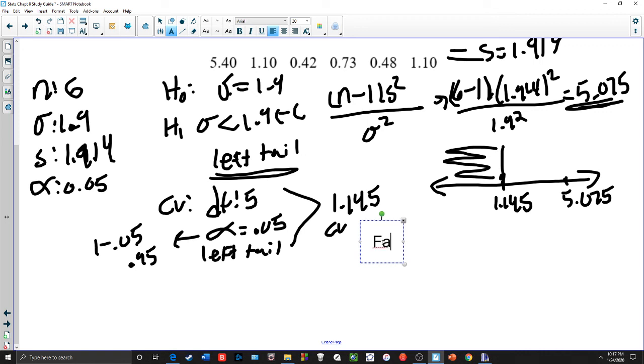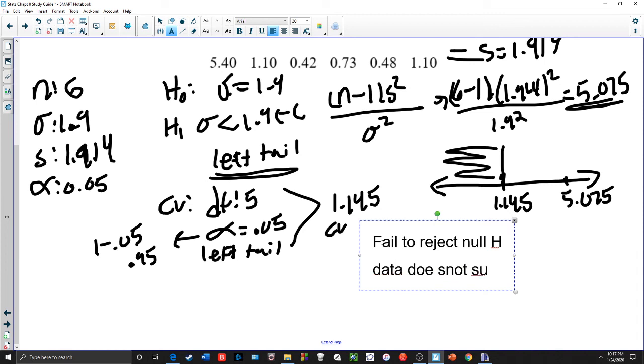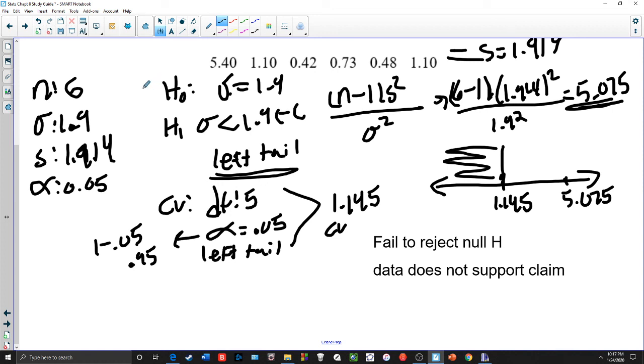So fail to reject the null hypothesis, and thus the data does not support the claim. It does not support the claim because my claim was the alternative. I failed to reject the null. So if I put my check marks here, I failed to reject the null. That means the null won, the alternative did not. So this occurrence was not rare enough. It was not unique enough to warrant any suspicion that something might be happening.